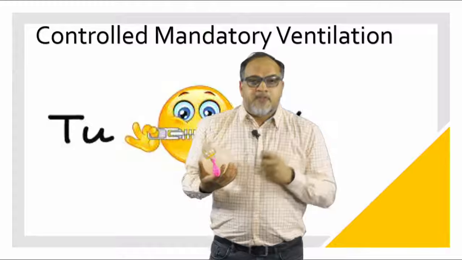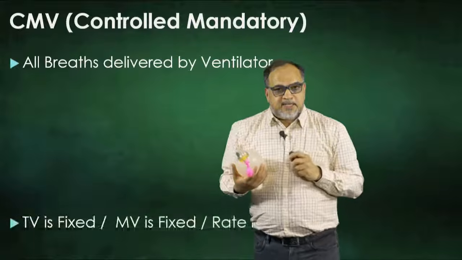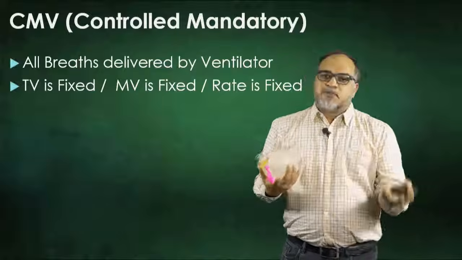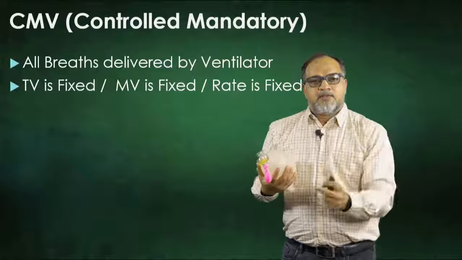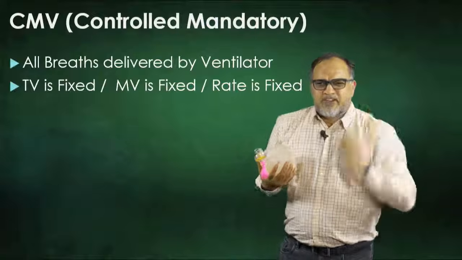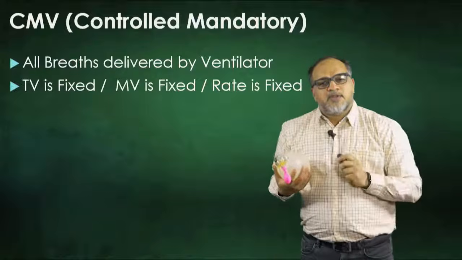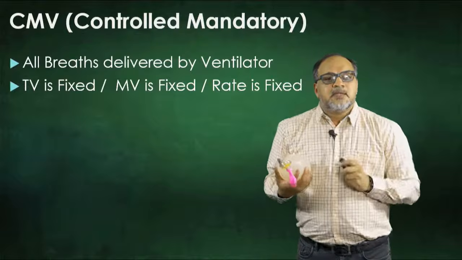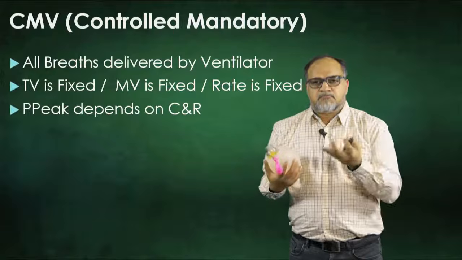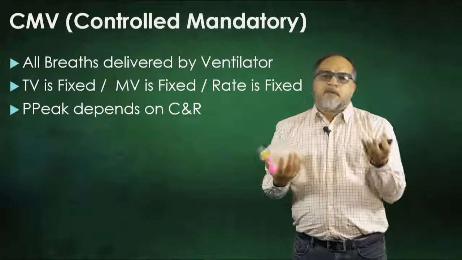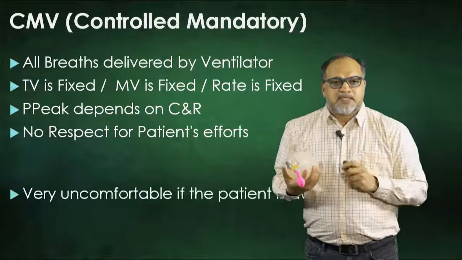So this mode failed. Why? Because all breaths were delivered by the ventilator. Tidal volume is fixed. You are told 500 ml. Minute volume is fixed, 500 into 15. Then rate is fixed. You have told him 15 times. Everything is fixed. There is no respect for the patient's triggers. P peak depends upon compliance and resistance, of course. And there is no respect for the patient's efforts.